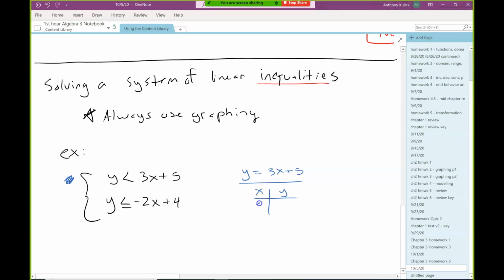So for example, if I pick x to be 0, when I plug 0 in for x, 3 times 0 is 0, and then plus 5 gives me 5. So that's my value for y. And then maybe I pick 1 for x. 3 times 1 is 3, plus 5 is 8. And then I'll graph the second equation. We'll do that one in green, I guess.